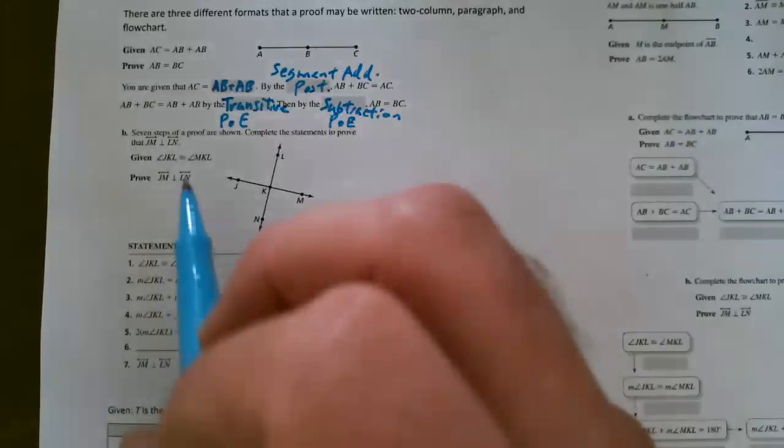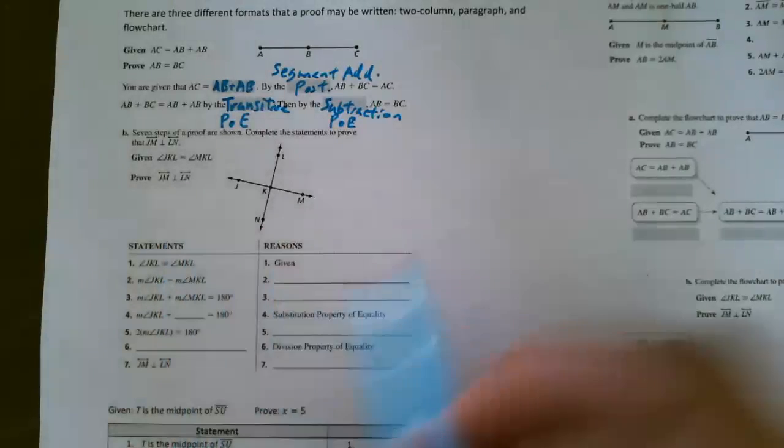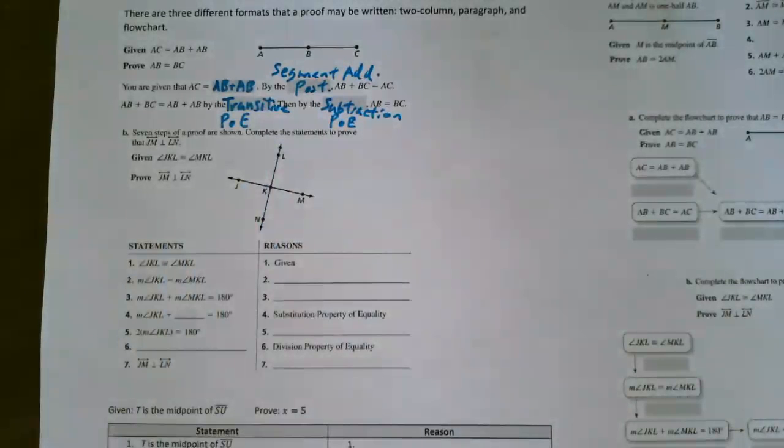All right. They give us a couple of pieces of information. First, they gave us a diagram. Diagram is very important on this one because we're going to use that diagram.